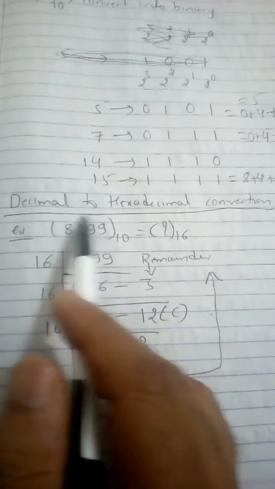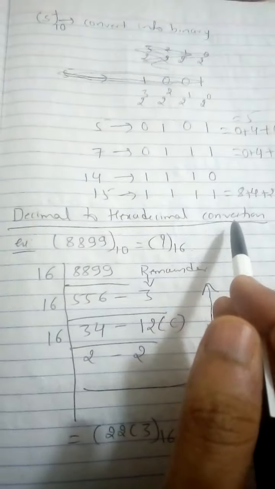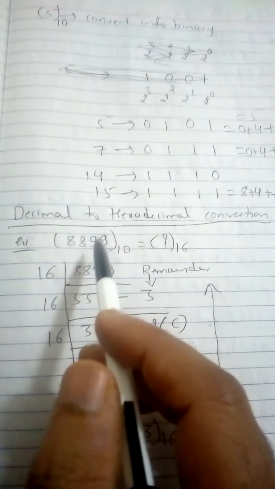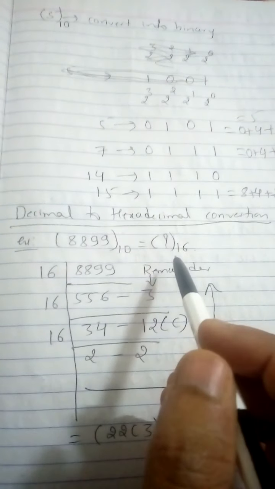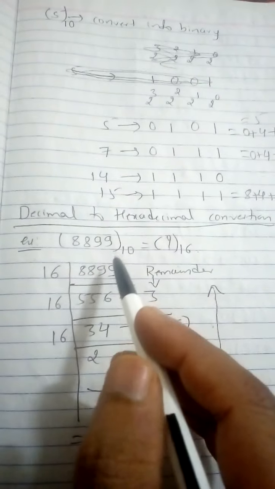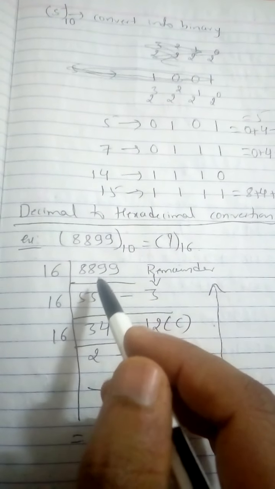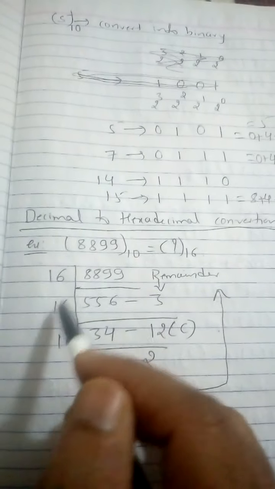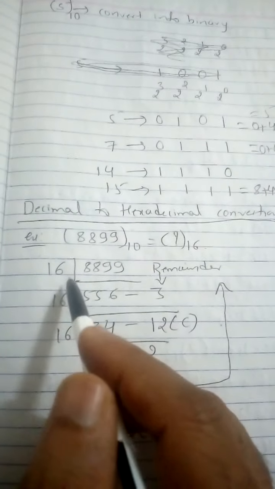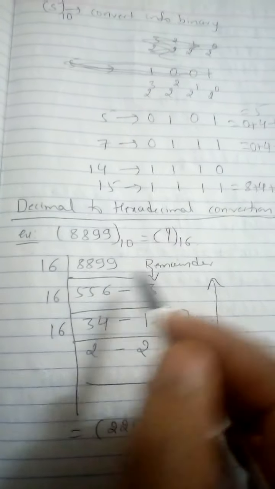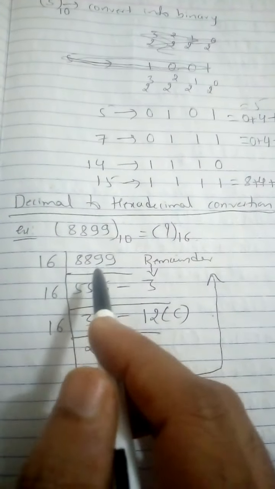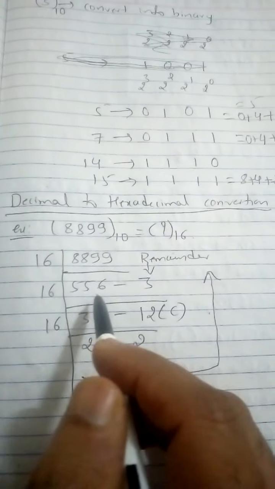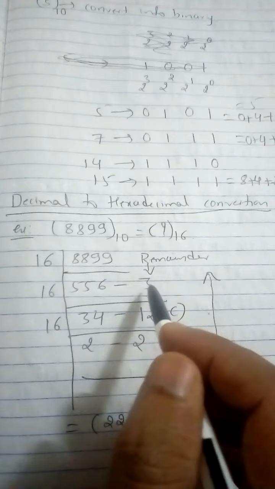The next conversion is decimal to hexadecimal conversion. In the case of decimal to hexadecimal conversion, we need to divide the given decimal number successively by 16, and we need to track the remainder. Dividing the given number by 16, the remainder I am getting is 3.